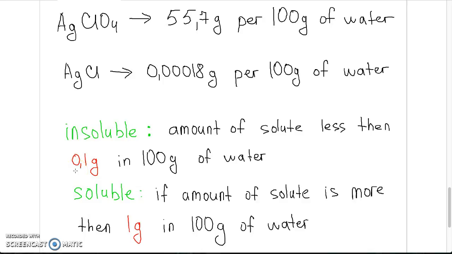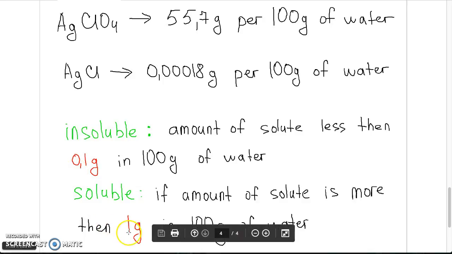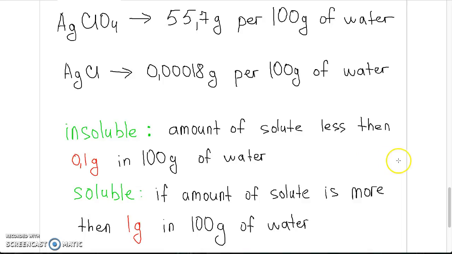But if the amount of solute dissolved in 100 grams of water is more than 1 gram, we say that this solute is soluble.